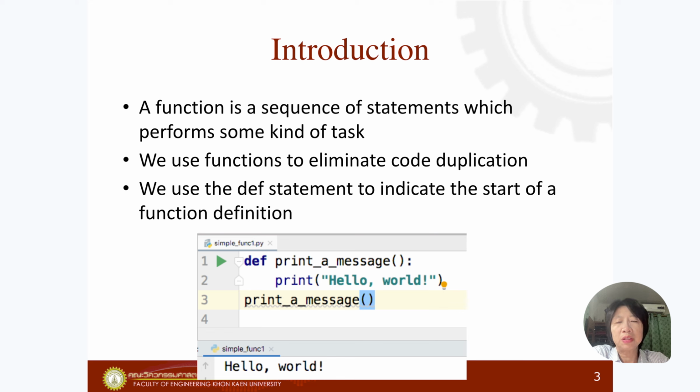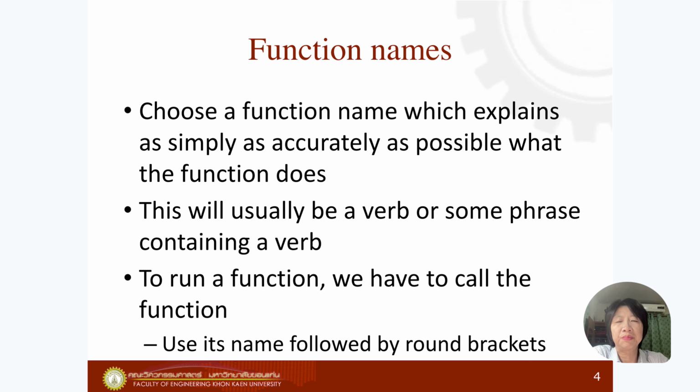So from this sample code, line 1 and 2 is the line that we define function. And then line number 3 is the line that we call function. When we call function, we need to call with function name and then also have parentheses. Here, after we execute this code, then it will go to the statement inside this function, which is print hello world. And that's why we get the output hello world.